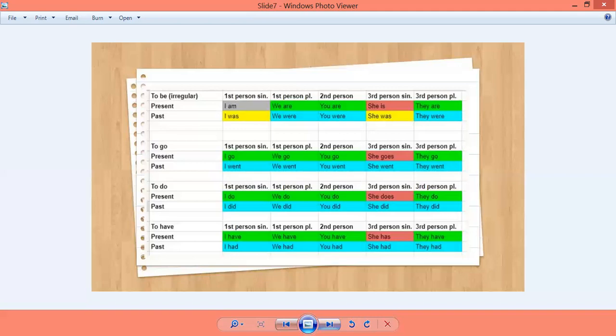Next example है to go, right? To go somewhere, let us say to go to school, right? तो अगर उसको present tense first person singular में करें तो I go to school every day, right? I go to school every day.